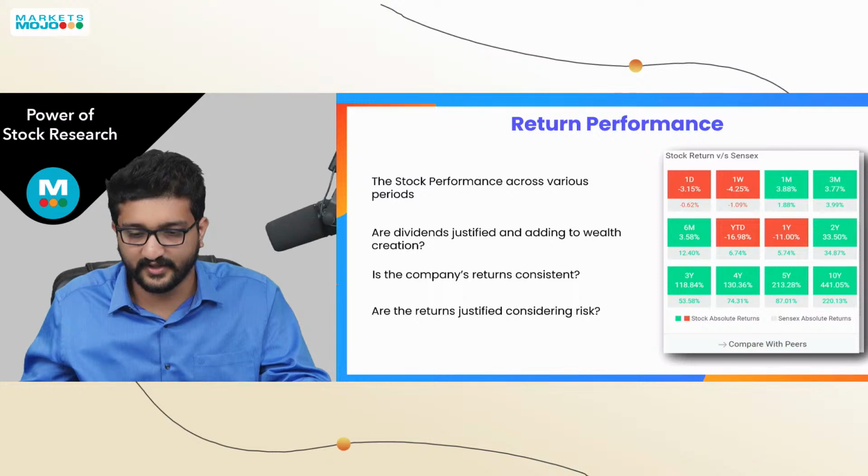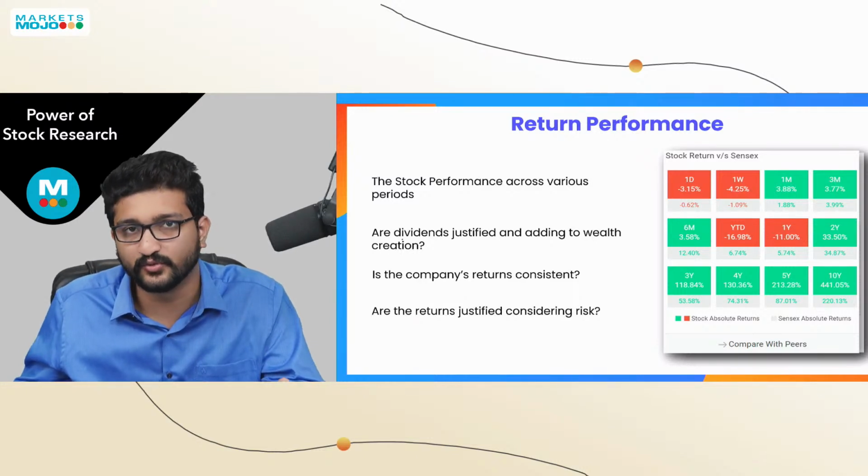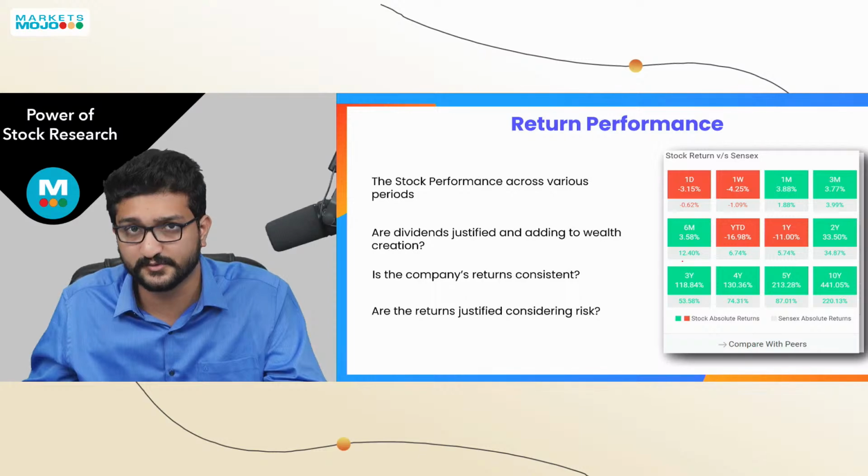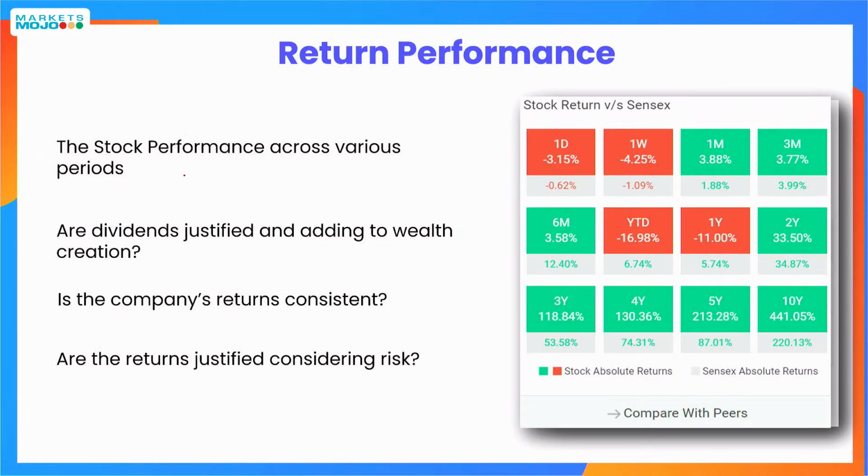Now moving on to this next card, return performance. In return performance, I'm going to look at 4 different statements on the left, and these are the 4 different cards which will change as per the statements. If you see this card, which is also on the stocks page, this return you see over here is the stock's return, and this gray box is the return of the index. Across various periods, you can see how the stock has done in comparison with the index. Here in 1 year, the stock is down by 11% and Sensex is up by 5.74%. You can see this across different time frames.